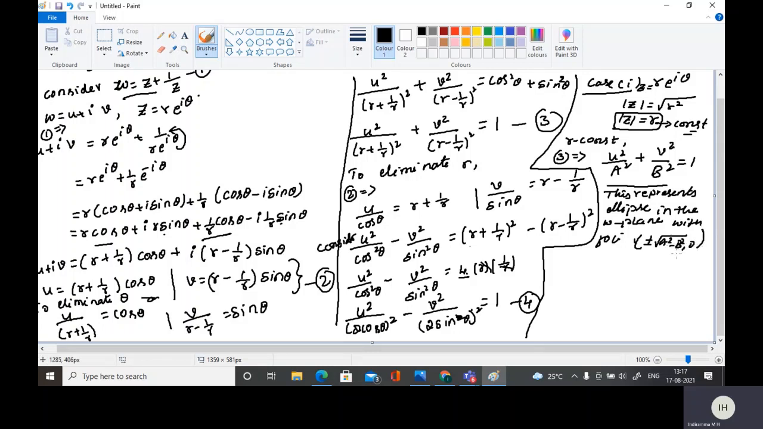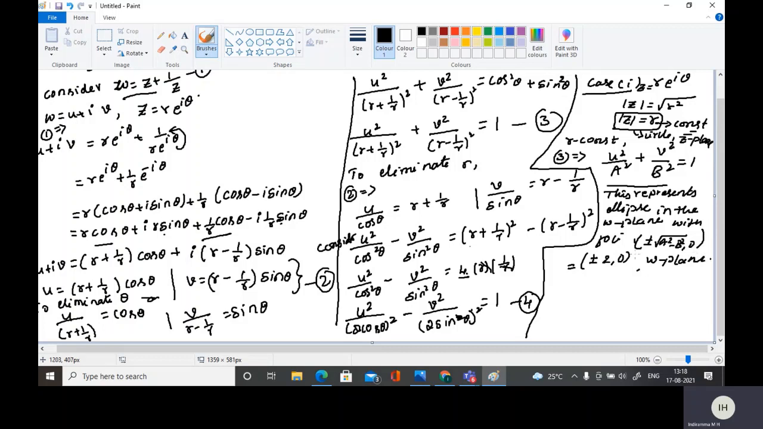If you substitute a as r plus 1 by r whole square minus r minus 1 by r whole square, as we know, that value will be 4, so the square root of 4 is 2. That is, plus or minus 2 comma 0 will be the foci for the ellipse. Now this represents what? A circle. A circle in the z plane maps to an ellipse in the w plane.